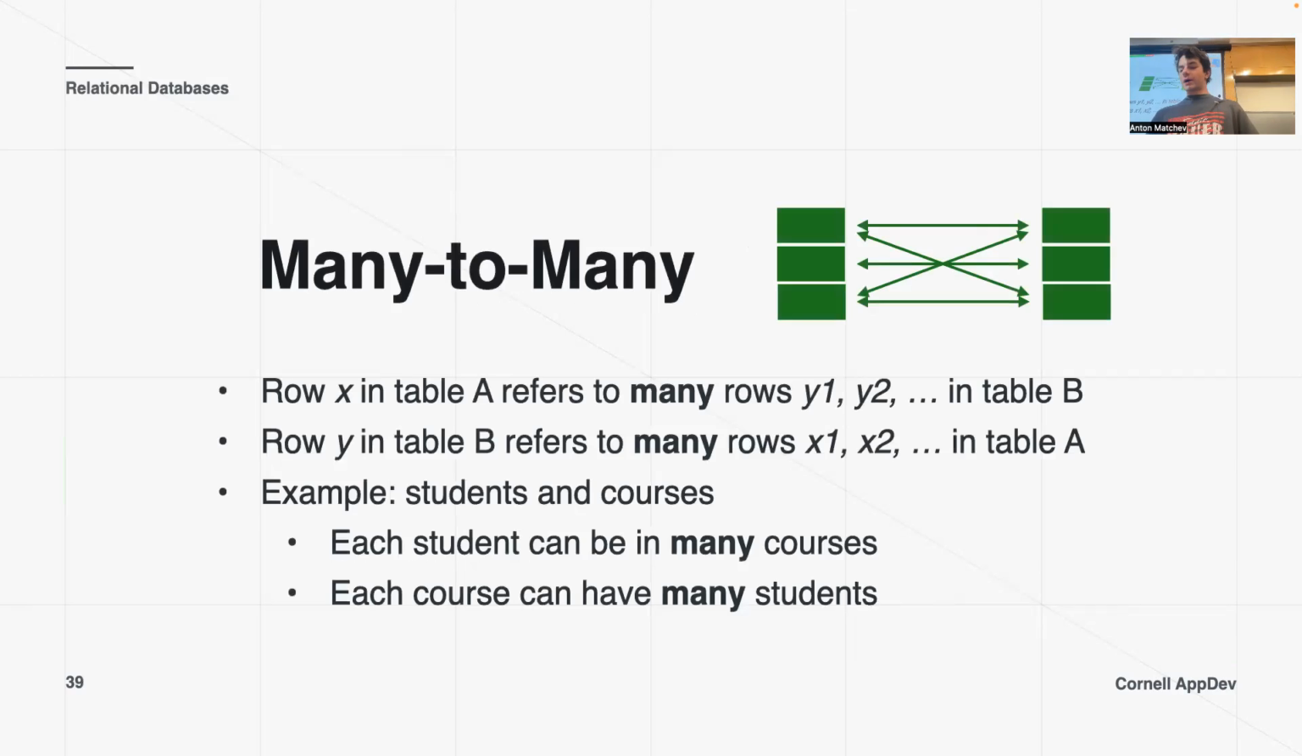So the last relationship is a many-to-many relationship. This is where row X in table A refers to many rows Y1, Y2 in table B, and row Y in table B refers to many rows X1, X2 in table A. A good example of this is students and courses. Each student can be in many courses and each course can have many students. Like I'm enrolled in 4 courses right now, and each of these 4 courses has hundreds of other students.